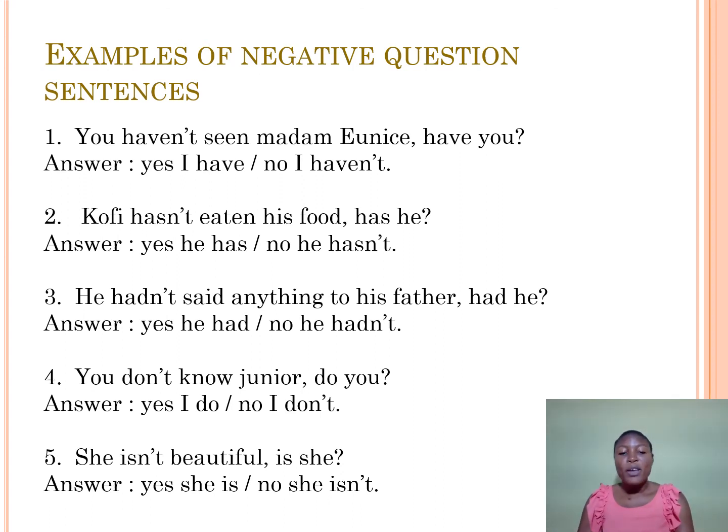Number 3. He hadn't said anything to his father, had he? The answer is yes, he had, or no, he hadn't. Number 4. You don't know Junior, do you? And the answer is yes, I do, or no, I don't.